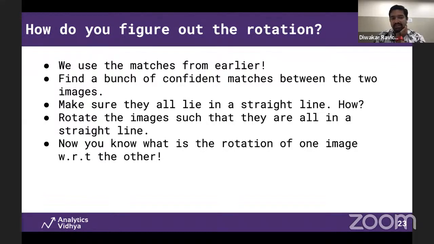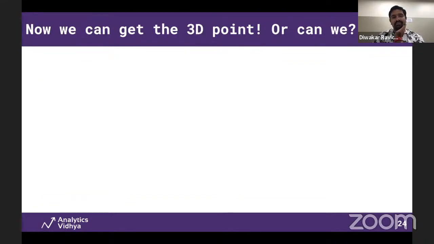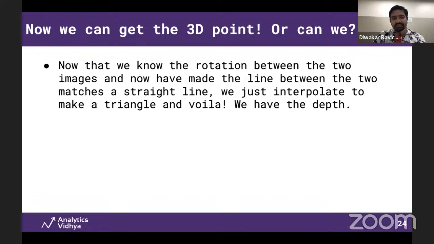Typically, this is what we did. The question is now, can we get the 3D point? Are you sure that this is the 3D point? That's what we discussed, right? Now we know the rotation between the two images. We have made a straight line between the two images. Then we interpolate to make a triangle, and voila, we have the depth.